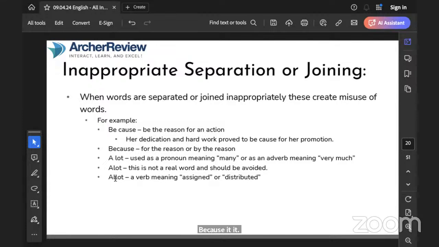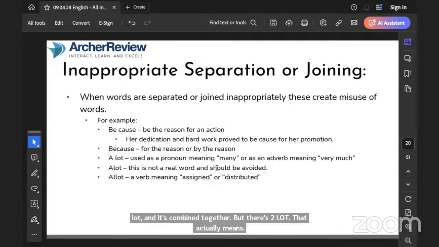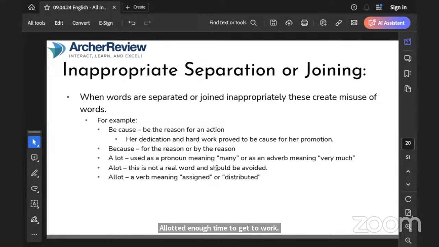It's incorrect. And if you have a lot combined together, but there's two L's, ALLOT, that actually means, I allotted enough time to get to work. That means being assigned or distributed. So that takes on a whole different meaning as well. It changes the spelling. It's pronounced the same. So this is one of those homophones. It's pronounced the same, but it's spelled differently and it's got a different meaning. And this is where we're actually combining it versus having it separate in a lot.